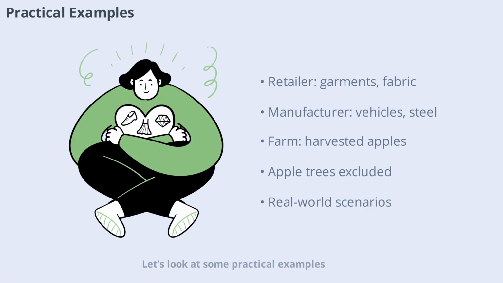Let's look at some practical examples. A clothing retailer's inventory includes finished garments ready for sale, fabric rolls as raw materials, and half-sewn shirts as work in progress. A car manufacturer's inventory might consist of complete vehicles, steel sheets, and cars on the assembly line. Meanwhile, a farm's harvested apples are inventory under IAS 2, but the apple trees themselves are biological assets under IAS 41.